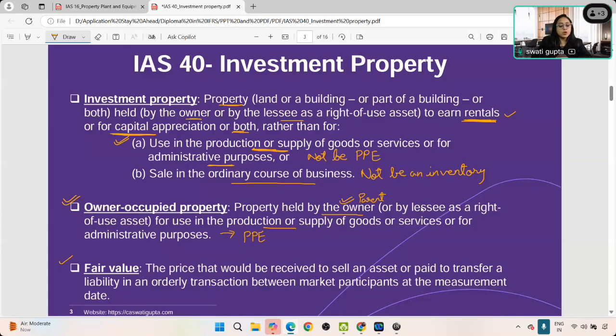Next, fair value. We have already learned about this as per IFRS 13. It's an exit price, the price that will be received on selling an asset. Yes, Ashwani, please ask.